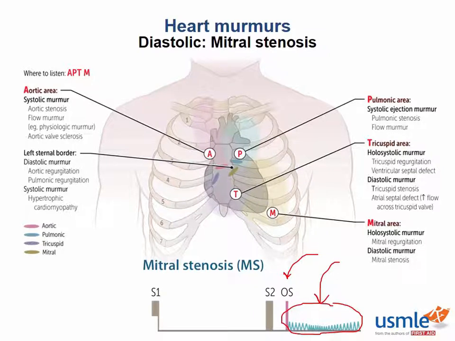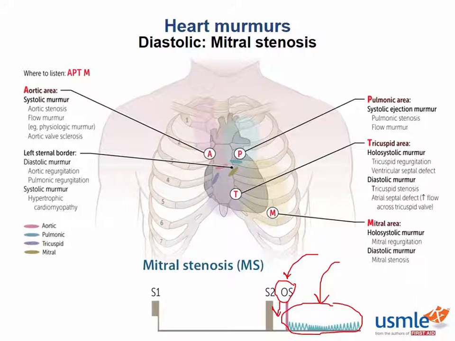So before this opening snap, blood is actually not flowing across the mitral valve. Enough pressure needs to build up to push open this fibrotic valve, creating this opening snap, and followed by this rumble or turbulent blood flow through this narrowed mitral valve.